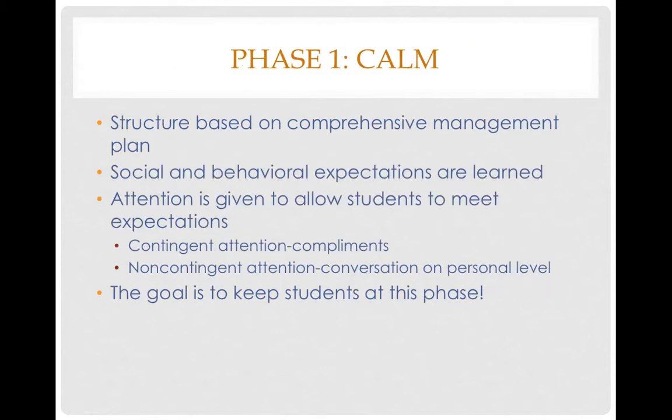Phase 1 is the calm phase. This is a time where there is structure in the classroom based on a comprehensive management plan. Social and behavioral expectations have been taught and the students have learned them. Appropriate attention is given that allows students to meet the expectations of the class. Those include contingent attention, which are things like compliments and praise, and non-contingent attention, which is conversation on a personal level and building a personal relationship with the student. Of course, the goal is to keep all students at this phase.